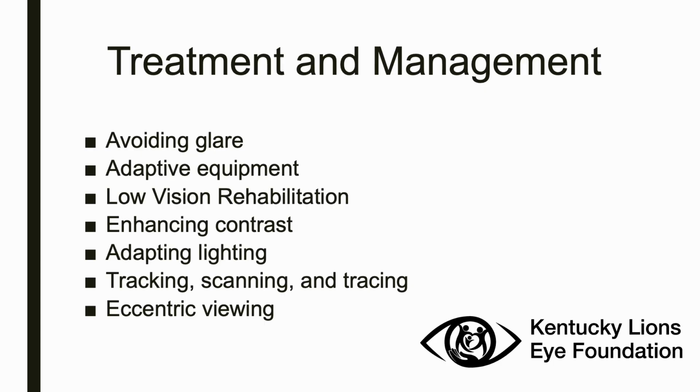Non-medical ways for management of diabetic retinopathy can include the following: avoiding glare with accessories like sunglasses, hats, and visors, the use of adaptive equipment that utilizes tactile and auditory senses for completing everyday tasks, learning non-visual aids and skills depending on the severity and progression of the disease with assistance from low vision rehab, enhancing contrast, adapting light, learning the visual skills of tracking, scanning, and tracing, and learning eccentric viewing techniques for increased performance when reading with the scotomas or the blind spots.